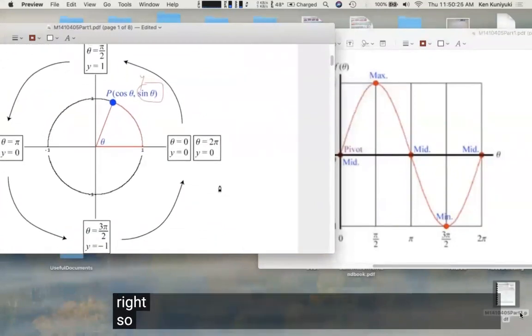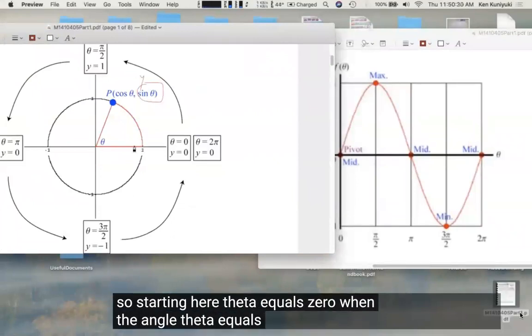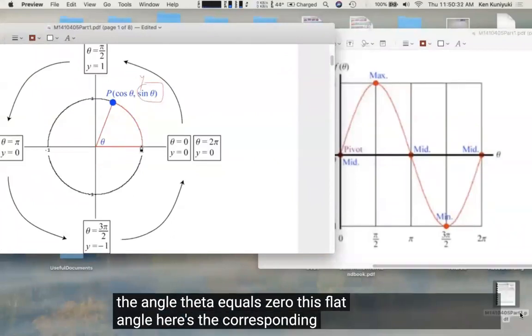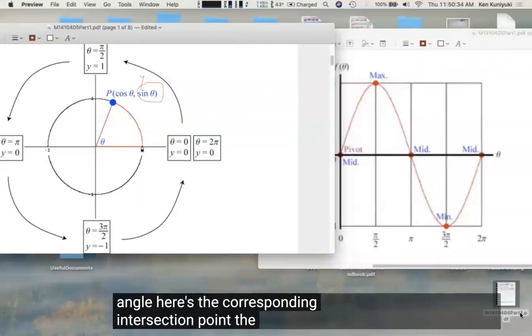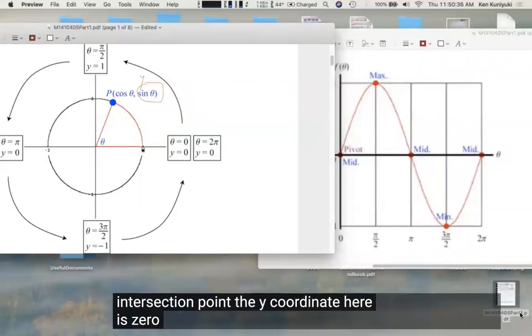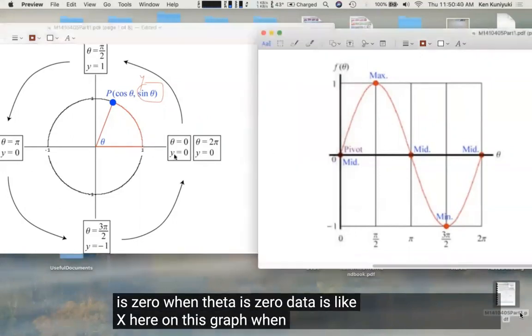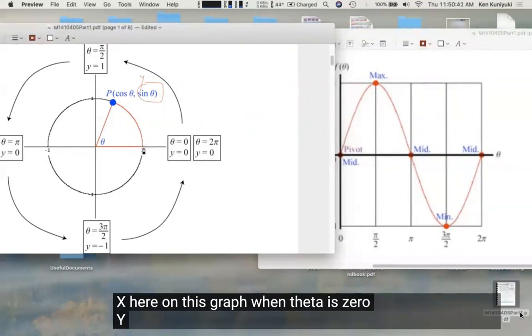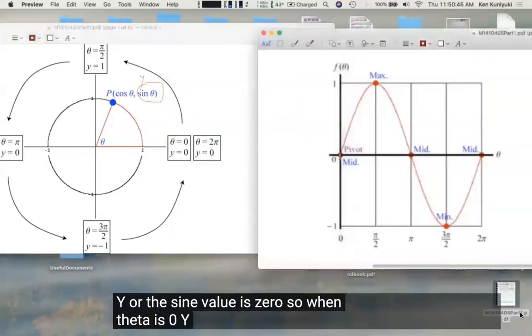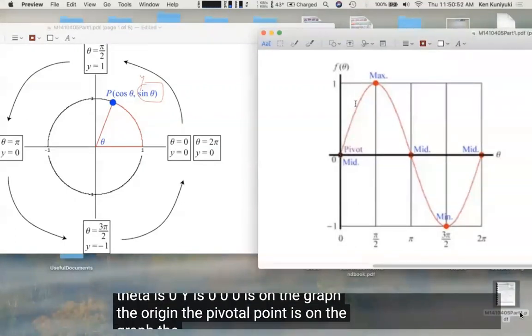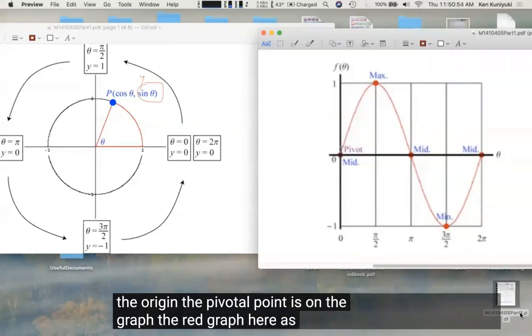All right, so starting here, theta equals 0. When the angle theta equals 0, this flat angle, here's the corresponding intersection point. The y-coordinate here is 0. When theta is 0, theta is like x here on this graph. When theta is 0, y, or the sine value, is 0. So when theta is 0, y is 0, and (0, 0) is on the graph. The origin, the pivotal point, is on the graph, the red graph here.